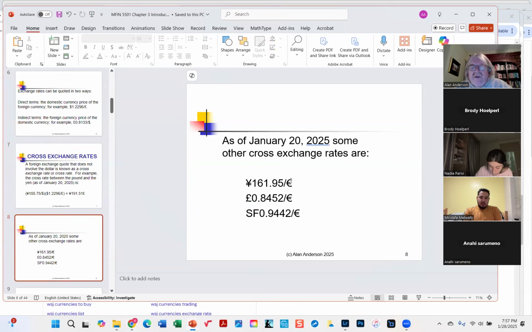There are some others here, like how many yen it takes to buy a euro, how many pounds to buy a euro, and SF, that's technically not the correct abbreviation for the Swiss franc. Technically, it's CHF, but I wrote SF, so it's obvious which one it is. How many Swiss francs per euro?